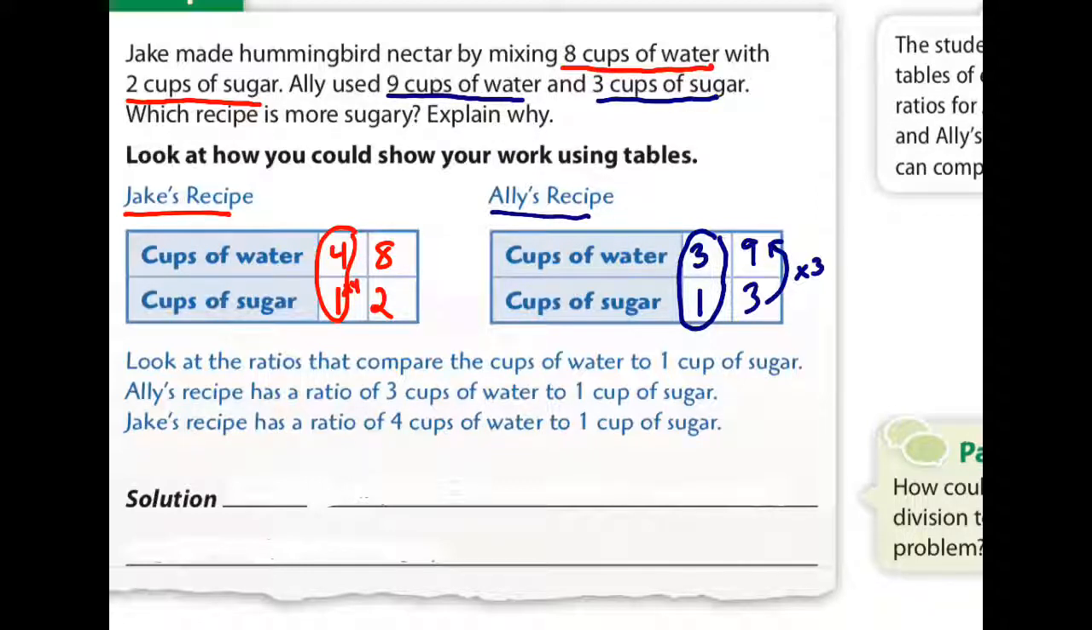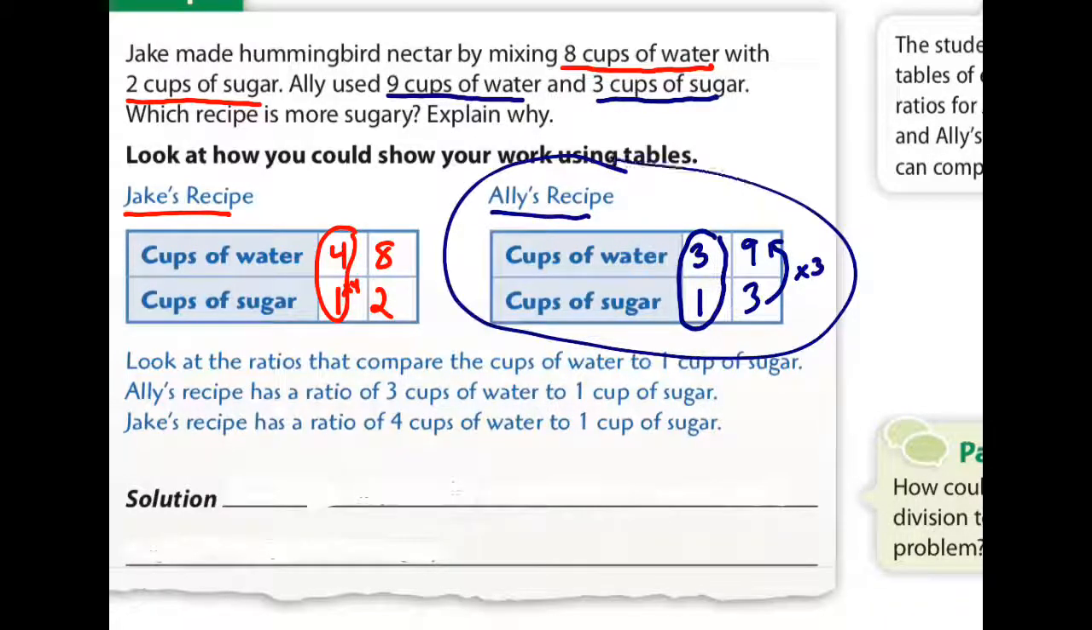So now this is the tricky part though. Remember, it says which recipe is more sugary. So in Jake's, it's 4 cups of water for every cup of sugar. In Allie's, it's only 3 cups of water for every cup of sugar. So what one's going to make it more sugary tasting? The one with more water or less water? Well, the correct answer is Allie's recipe. Because think about it, if you have less water for every cup of sugar, you're going to taste more sugar, right? The more water you put in, the less sugary something is.